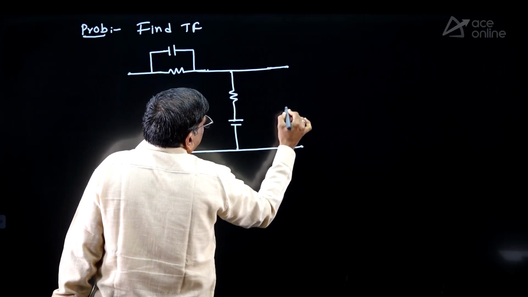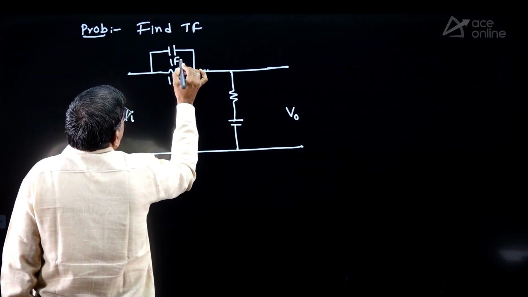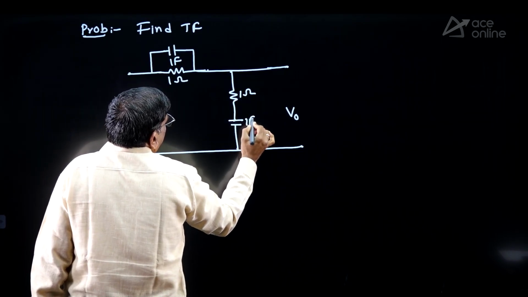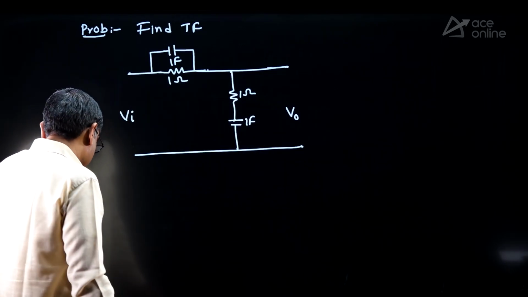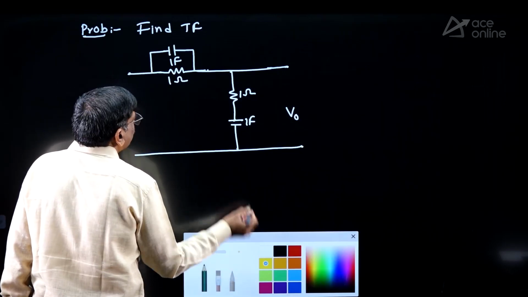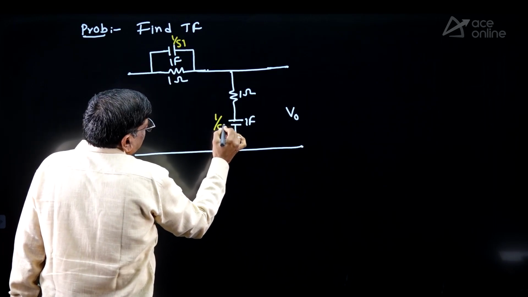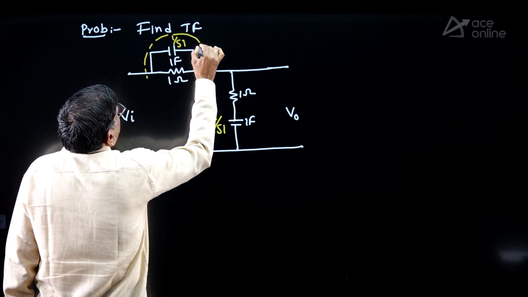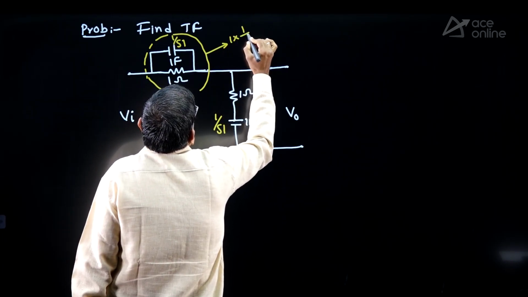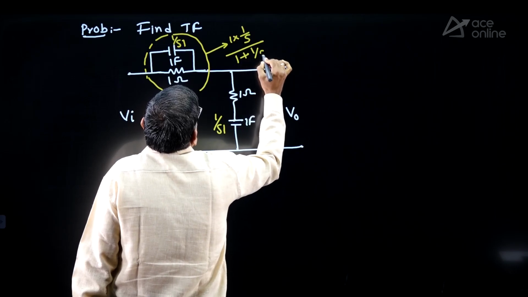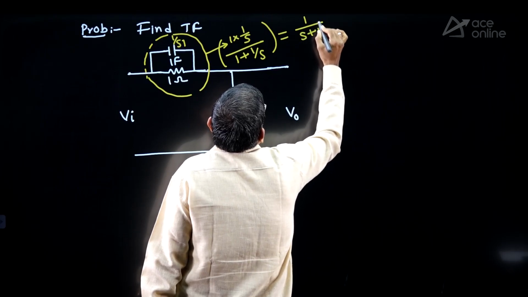Come on, solve it. 1 ohm, 1 farad, 1 ohm, 1 farad. Come on, do it. Anybody answer? Apply Laplace transform. You have to simplify parallel and series combinations. So Laplace of capacitor is 1 by SC, C is 1. Here also 1 by SC, C is 1. These two are in parallel. Simplify the parallel combination. So 1 into 1 by S divided by 1 plus 1 by S. So what are we getting? 1 by S plus 1.